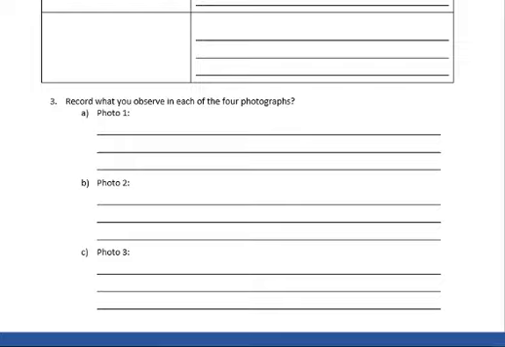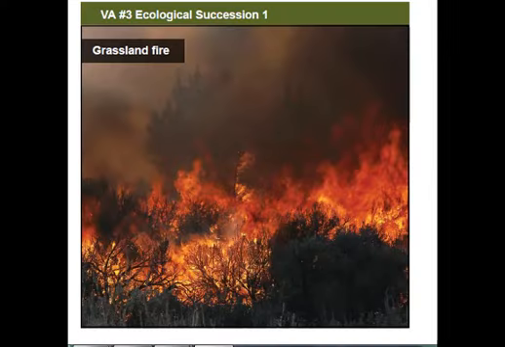So we're going to look at 4 photographs that show this, and you'll be writing down what you see in each of these photographs and how it might be leading to ecological succession. This is the first picture, so please record what observations you have about what is going on here for ecological succession. Stop the tape and start it when you're ready.